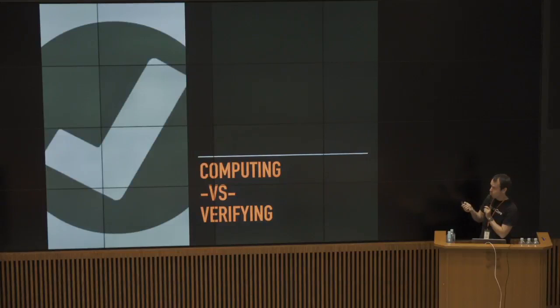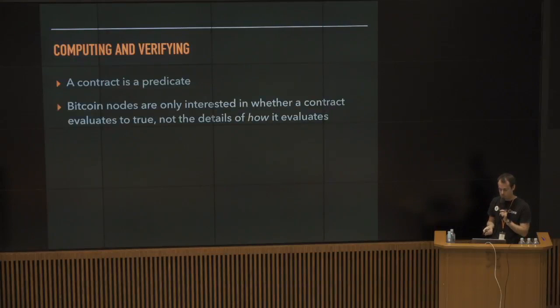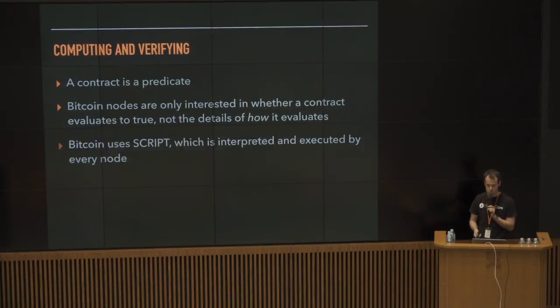I'm just going to finish with a kind of philosophical ramble about computing and verifying on a blockchain. So, as I said before, a contract is a predicate, right? It takes inputs and it outputs either true or false. And Bitcoin nodes, when they're verifying transactions in the blockchain, they're only interested in whether that contract evaluates to true. We're not interested in how it gets to true. We just need to know that the output is true and not false.